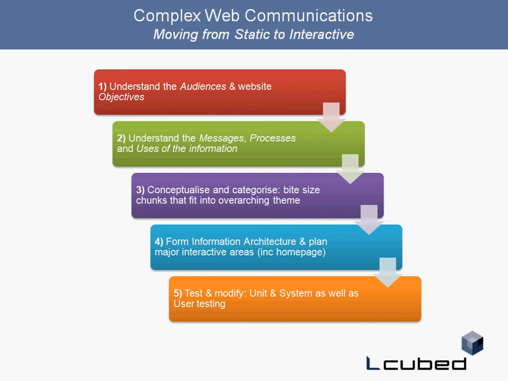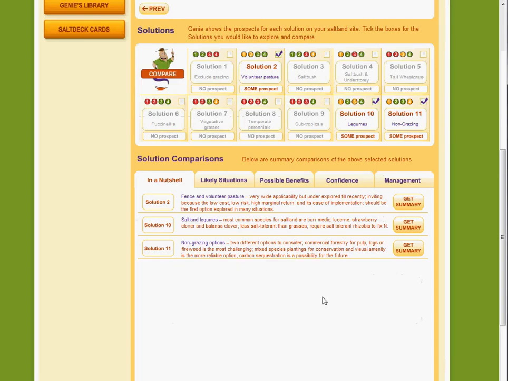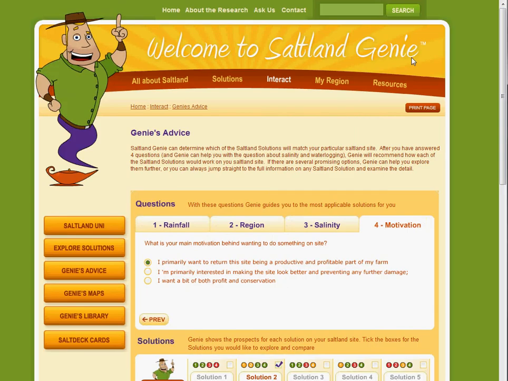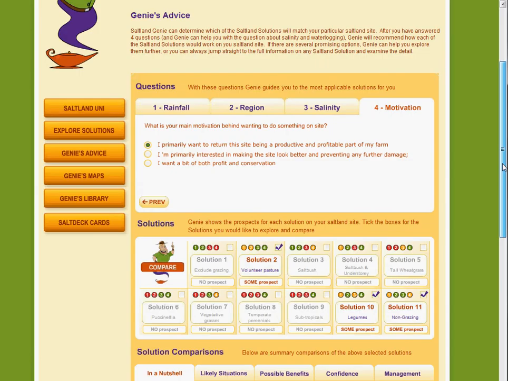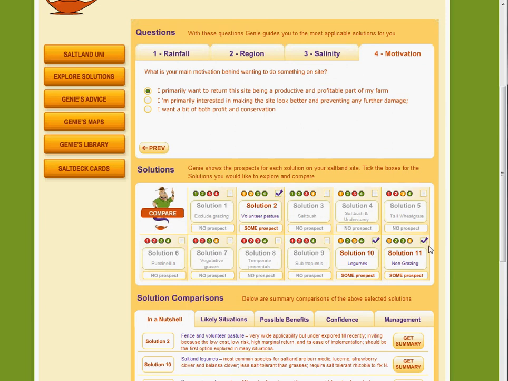So do people, when they go to the Saltland Genie website, accept and understand the concept of the Genie and asking the Genie questions? Do they understand the concept of a university and how that might fit into the overarching theme? And in this case, do they understand how this then fits in and are they able to use it intuitively? So we system test the whole concept. And then obviously we user test that as well.